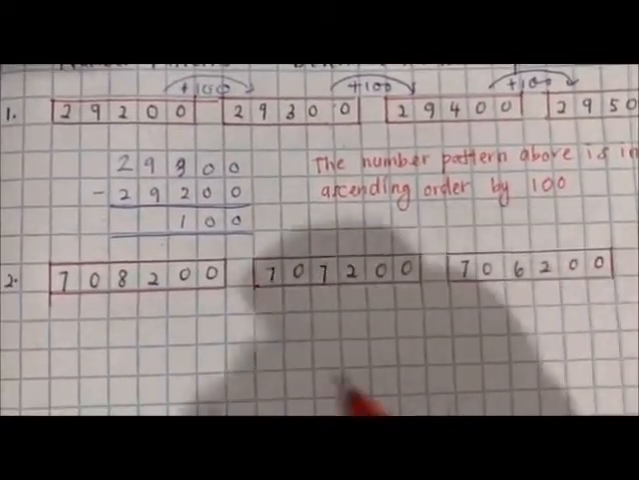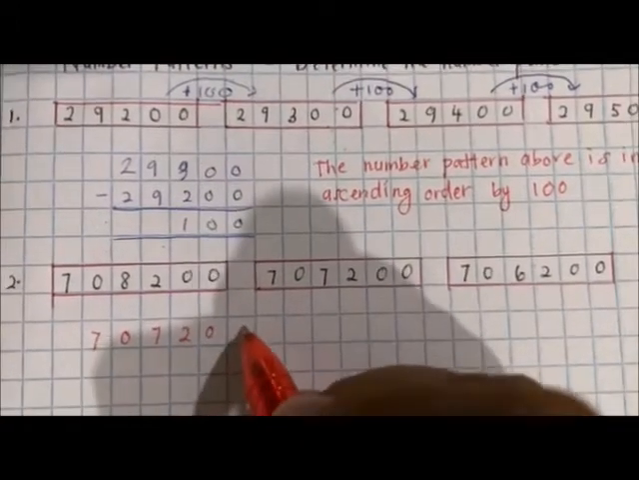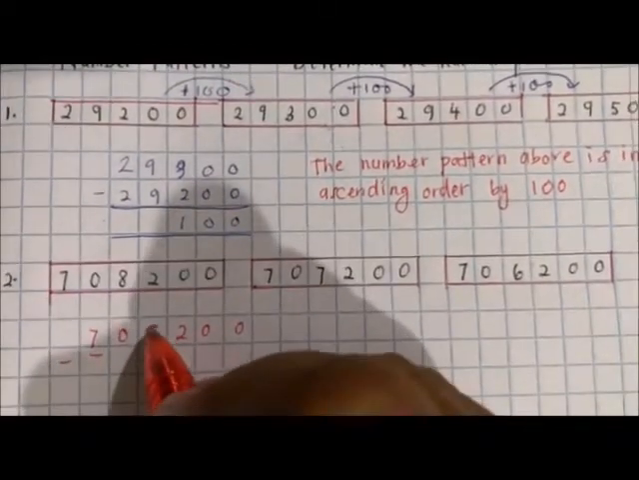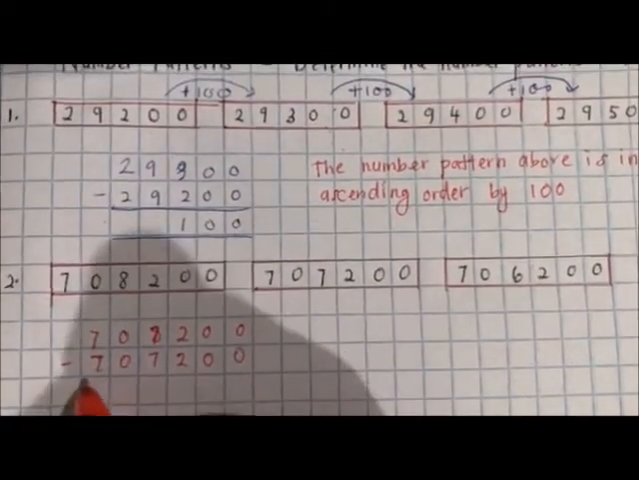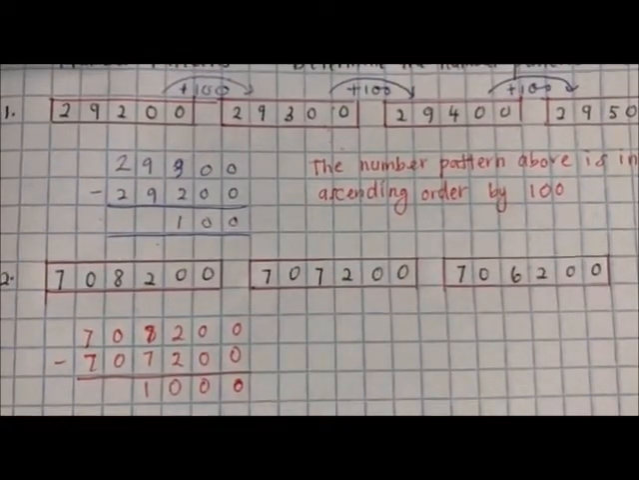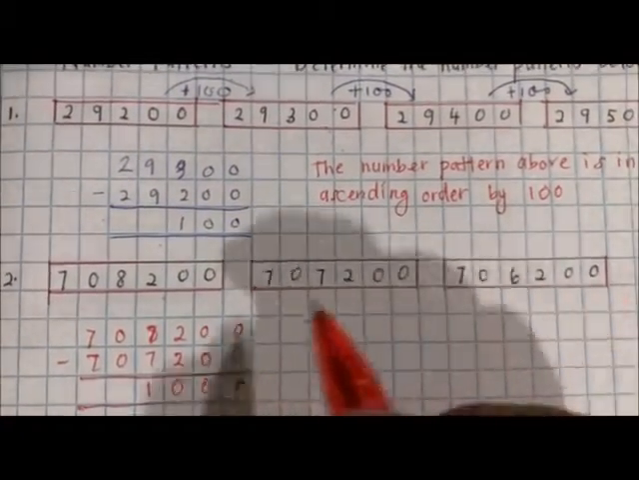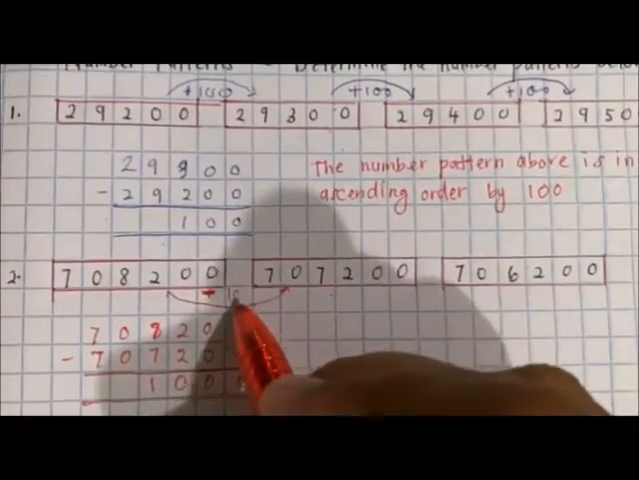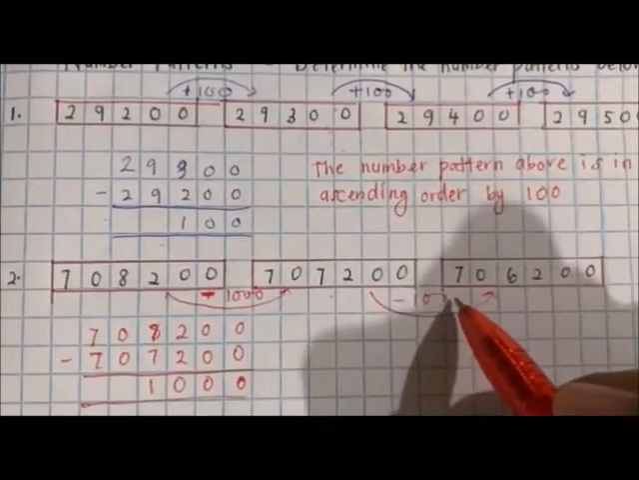707,200. The difference is 1,000. So this one also 1,000. This one also 1,000. So you write here 1,000 minus 1,000. This one also 1,000 minus 1,000.